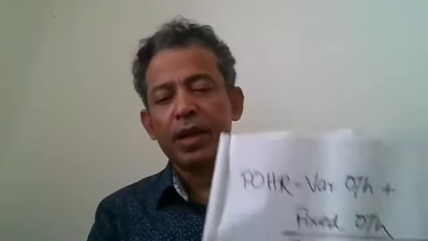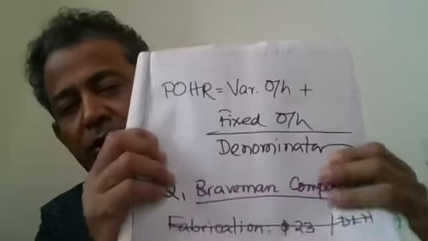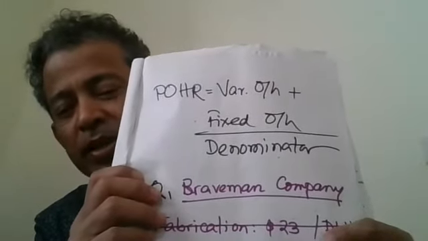Another thing these problems have introduced is the variable manufacturing overhead cost. So variable manufacturing overhead cost per hour is given. If we know the variable overhead manufacturing cost per hour, then our total is this. You can see over here, the predetermined overhead rate is equal to variable overhead plus fixed overhead divided by the denominator.